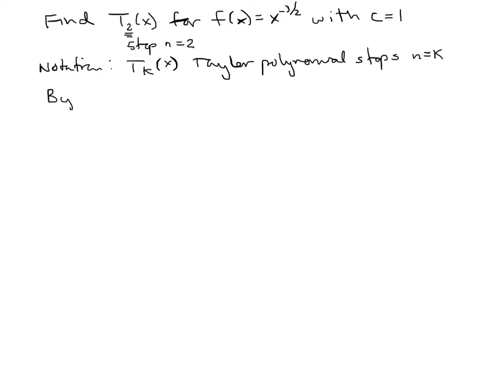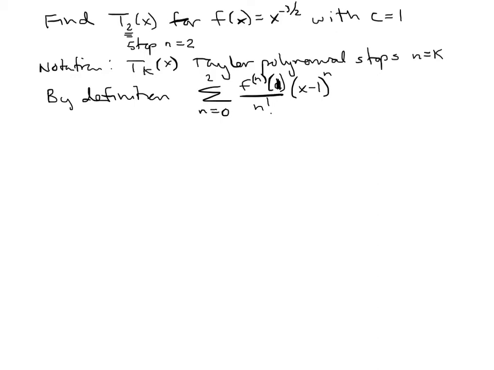So we're going to have to do this by definition. And that means that we're going to take the sum from n equals 0, but we're going to stop at 2, of the nth derivative evaluated at 1, c is equal to 1, divided by n factorial, times x minus 1 to the n. So this is going back to the definition of Taylor series.